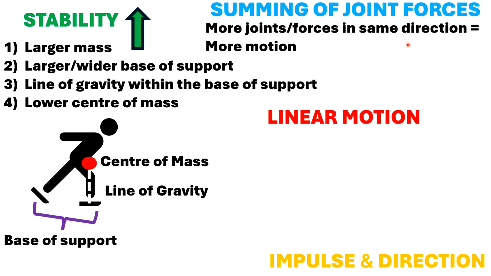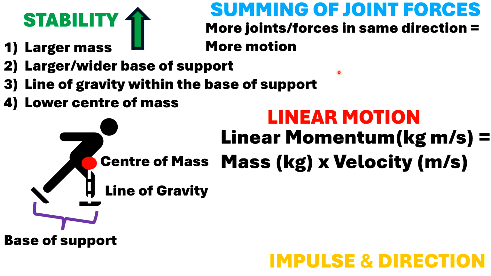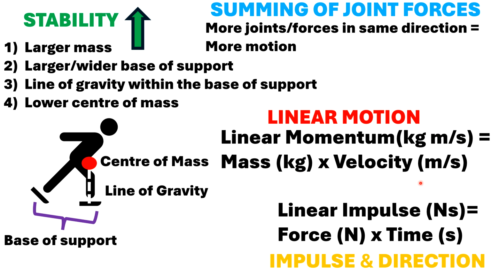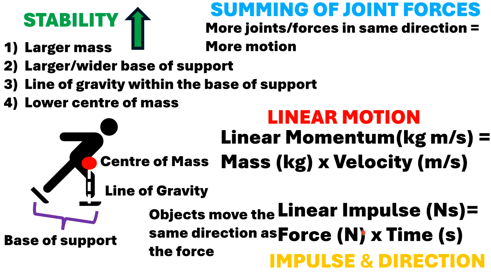Summing of joint forces states that the more joints or forces that happen in the same direction, the more motion there's going to be. Makes sense. Linear motion involves a formula which is linear momentum, which equals mass times velocity. And impulse and direction also involves a formula which is that linear impulse equals force times time. We've actually already seen this formula in the video. Lastly, that impulse and direction also states that objects move the same direction as the force that was applied to it.